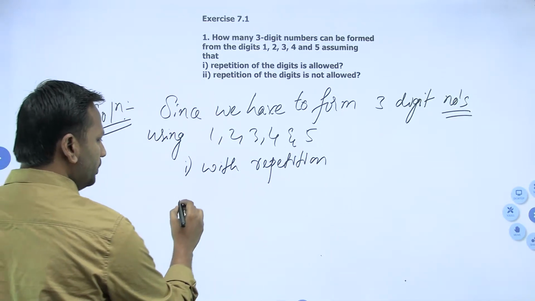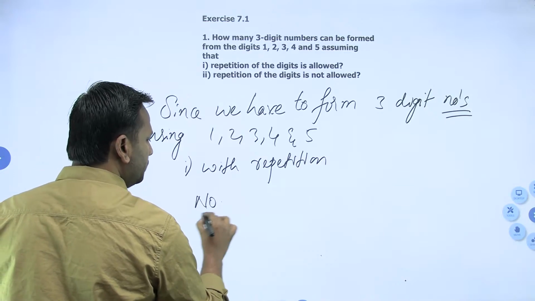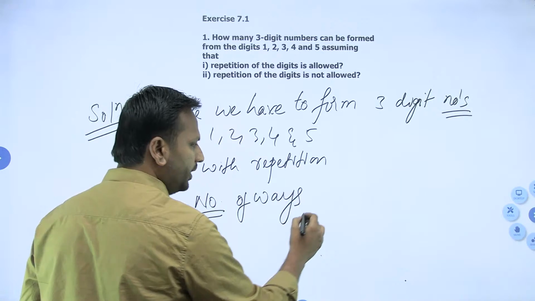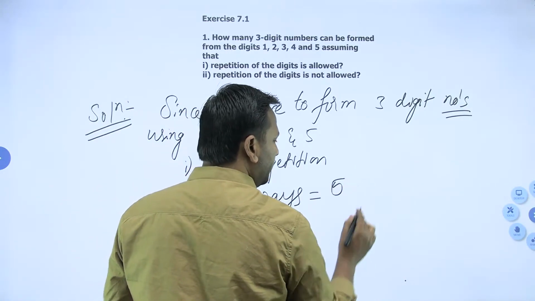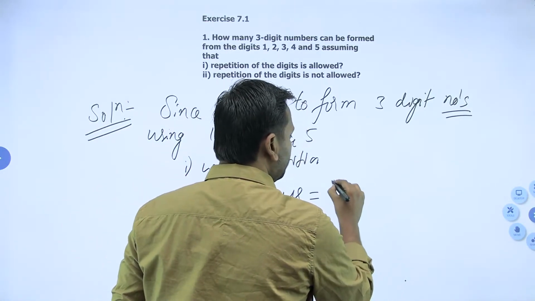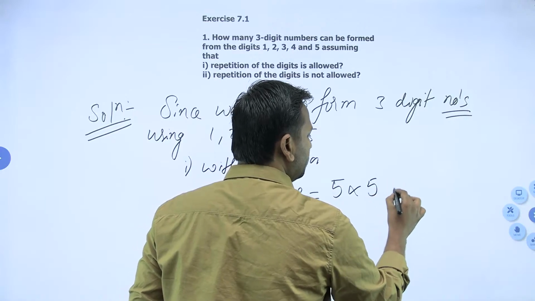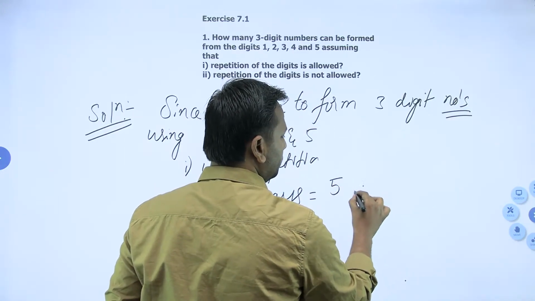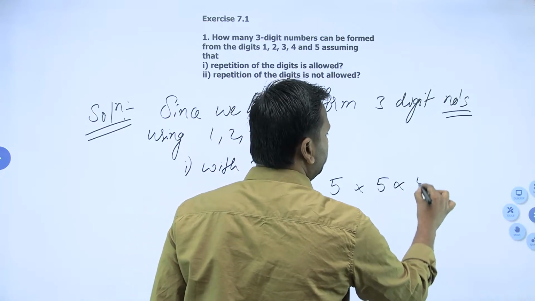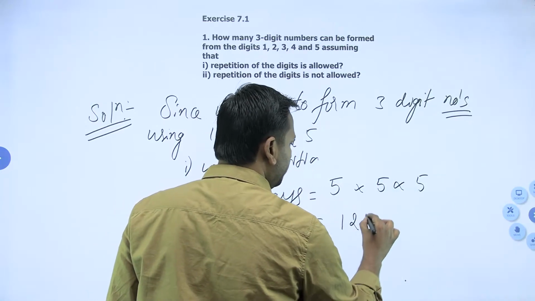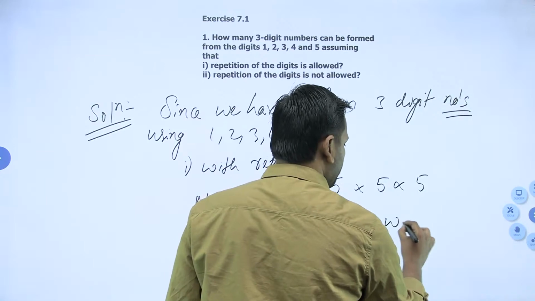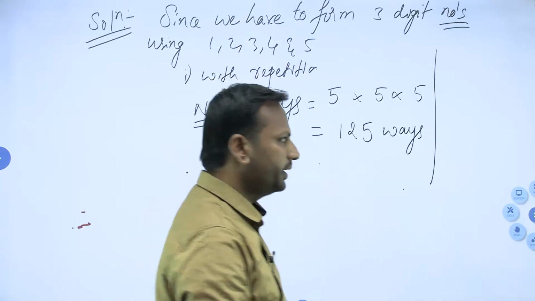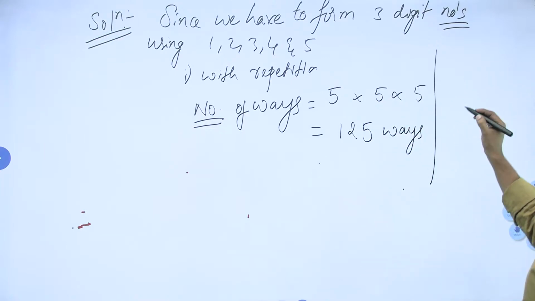What happens now? The number of ways will be what here? Just now I told you, 5 into 5 into 5 into 5, that is 125 ways, right? So you can do it in the rough work also, students.